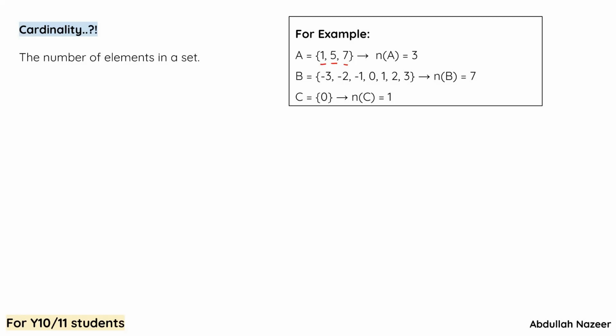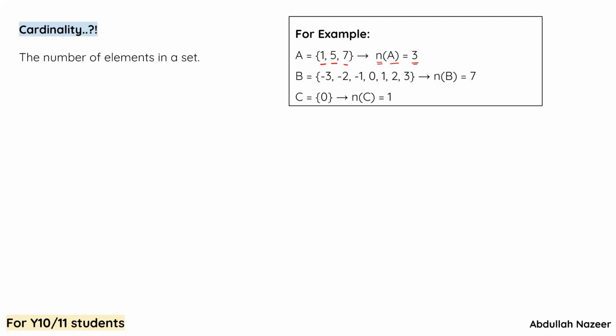So n(A), and this is how you write it. You put a simple n followed by a curved bracket. Within the bracket, you write the name of the set. So n(A) equals 3. And what this means is simply the number of elements in A. So the number of elements in set A equals 3.